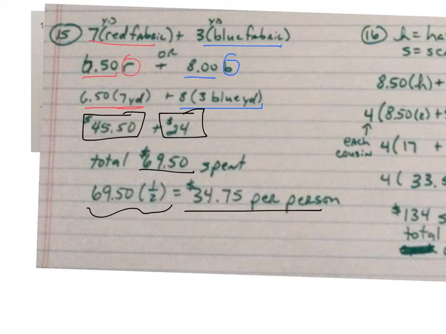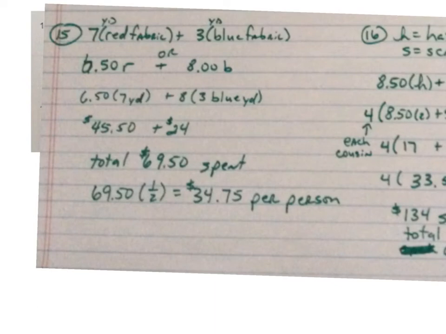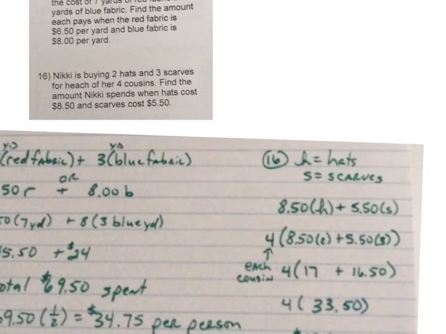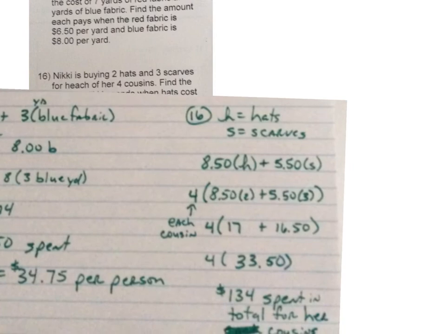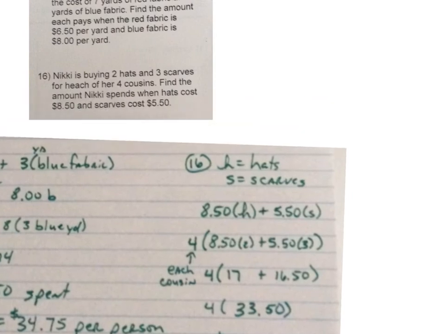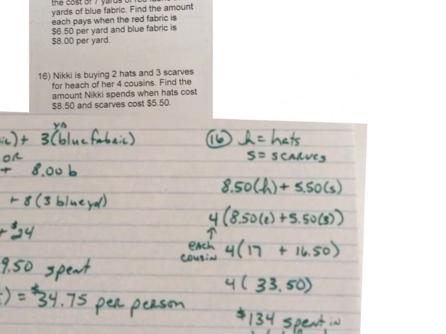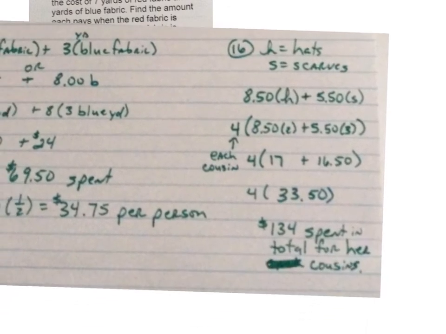Okay? Now, let's look at number 16. Now, number 16 is Nikki is buying 2 hats, 3 scarves for 4 cousins. So, if it's $8.50 per hat and $5.50 per scarf, well, if you think about it, she bought 2 hats and 3 scarves for each cousin. So that has to happen 4 times. So the hats alone are going to cost $17 because 2 times $8.50 is $17. The scarves alone are going to cost $16.50.